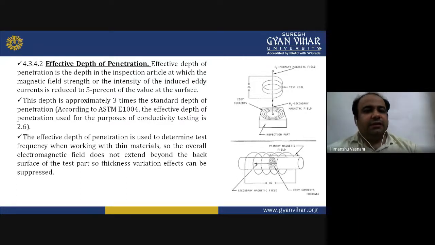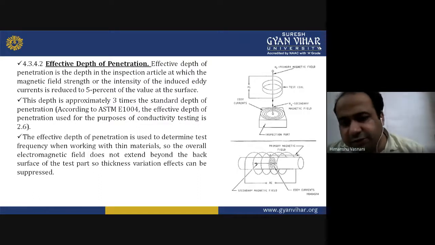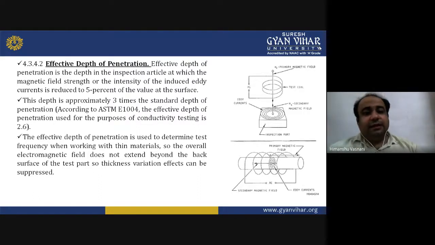The effective depth of penetration is used to determine the test frequency when working with thin materials. The overall electric field then does not extend beyond the back surface of the test part, so thickness variation effects can be suppressed. So the effective depth of penetration is very helpful for determining the test frequency when working with thin materials.